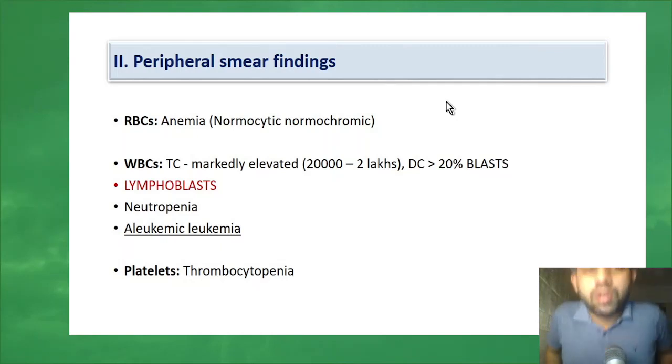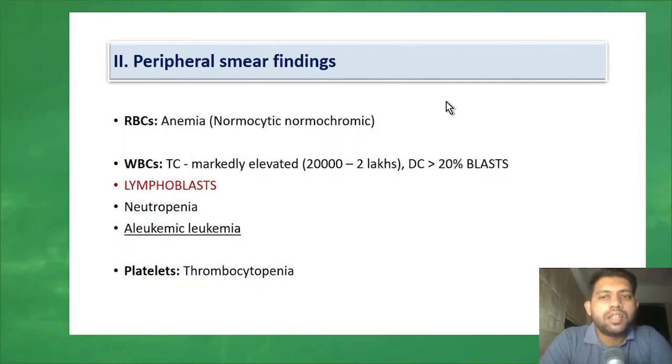To call something acute leukemia, there should be at least 20% blasts in peripheral blood or bone marrow. In ALL, these blasts will be lymphoblasts. And usually there is thrombocytopenia.